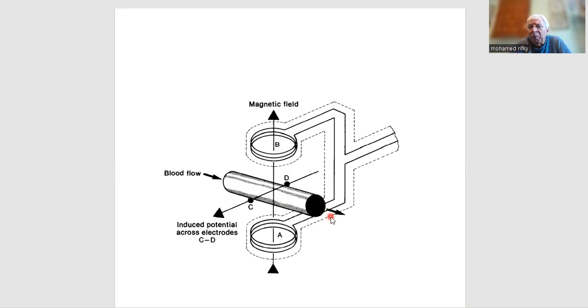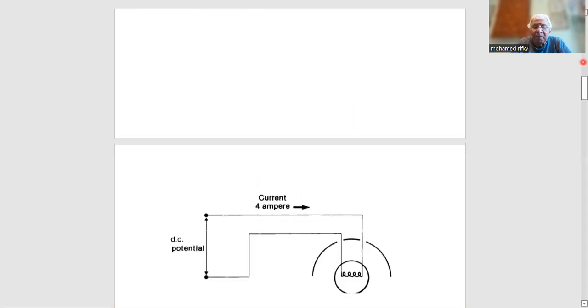You must put in your mind that you are recording the average velocity, because this blood vessel most probably changes regarding its diameter and the type of flow. So this is the first thing that I forgot to mention regarding electricity, the electromagnetic flow meter, which is also used, of course, to measure the cardiac output.